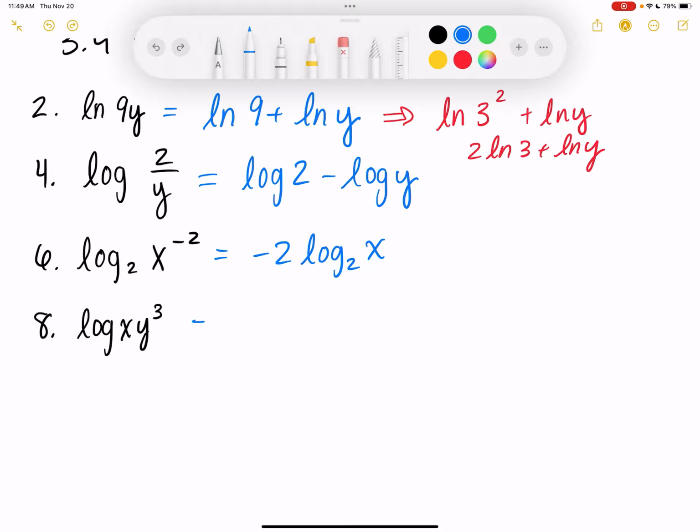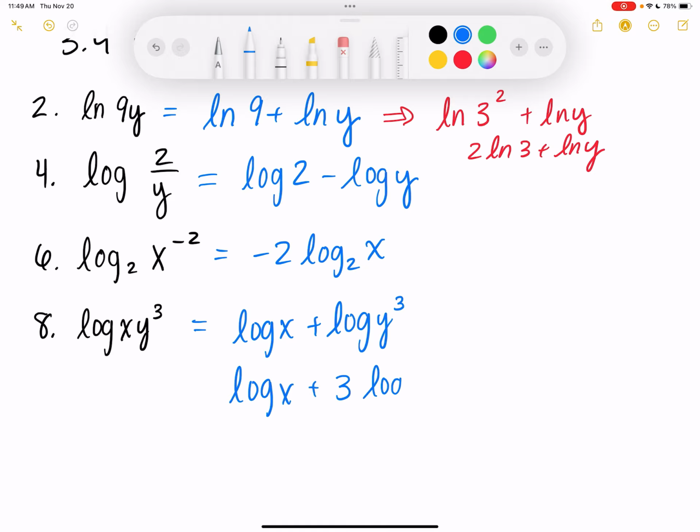So I'm going to split it first to the sum of the logs. Log x plus log y cubed. And then now I'll take that power and throw it out front. And so we have log of x plus 3 log of y. So that would be your final answer on that one.